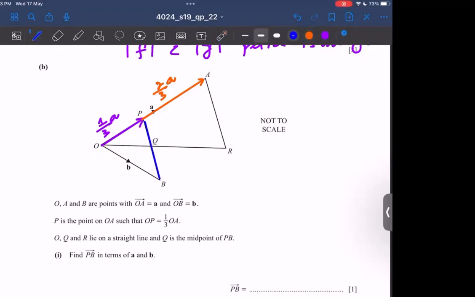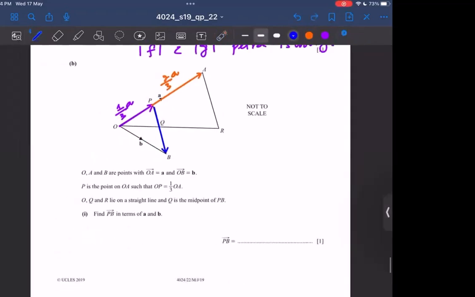So this PB vector, you can use the addition vector rule. You're going to go P to O and then O to B. P to O is -1/3 of a, since you're going in the negative direction, and O to B is +b. This is the answer, right? PB is P to O, then O to B.